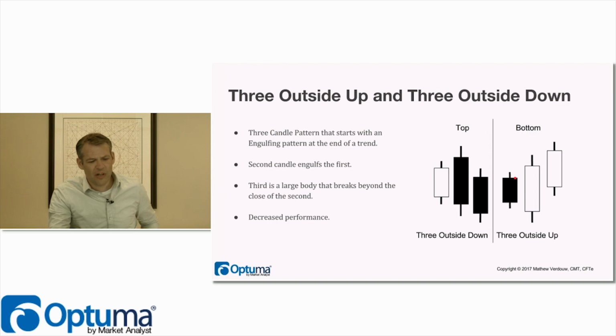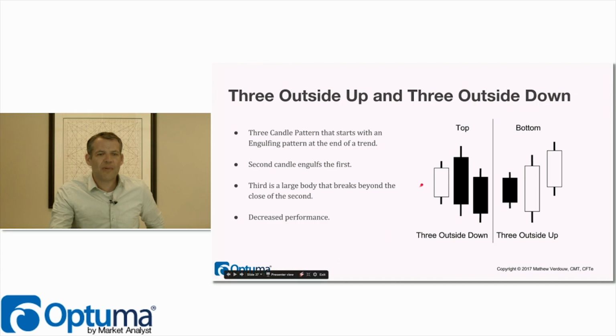3 outside up, 3 outside down is a variant of that. It starts with the engulfing pattern and then continues. Again, we've gone up into this point at the top of a market. We suddenly get our engulfing down. We've tried to open higher again the next day, but the bears have pushed it down again. And the opposite for the bottom, the bullish variant. So there's 3 outside up, 3 outside down. The third candle, a large body candle that breaks beyond the close of the second, is really important. It's got to break beyond that one.